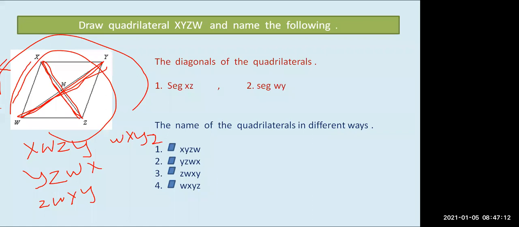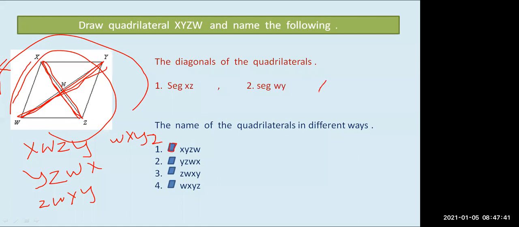These are the names of quadrilateral that I have written clockwise. You can also name the quadrilaterals anti-clockwise. Remember always while writing names of quadrilaterals, to draw a small quadrilateral is compulsory. Always remember when you're writing a name of any figure, you have to draw a small figure like this.